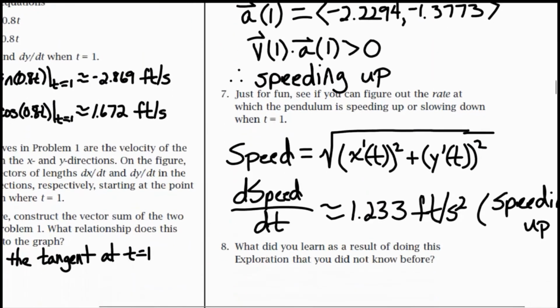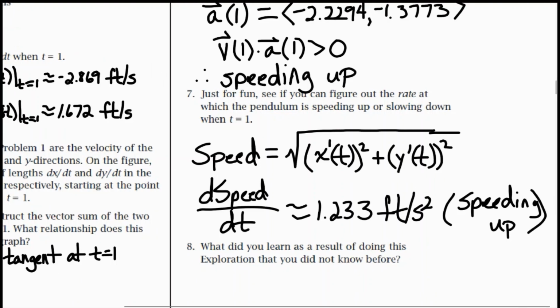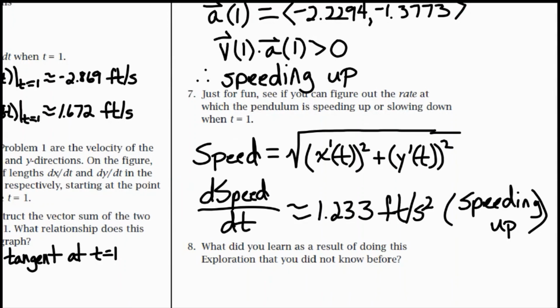All right, and then one last thing here. They asked you to look at the same thing in a different way. So what we did was find a speed function, and then we took the derivative of the speed function to figure out that, yes, indeed, we are speeding up. So this is an alternate way you could do it. Ideally, you would just do it with a dot product because there's a lot less calculation involved than trying to create a speed function and then take the derivative of that function.